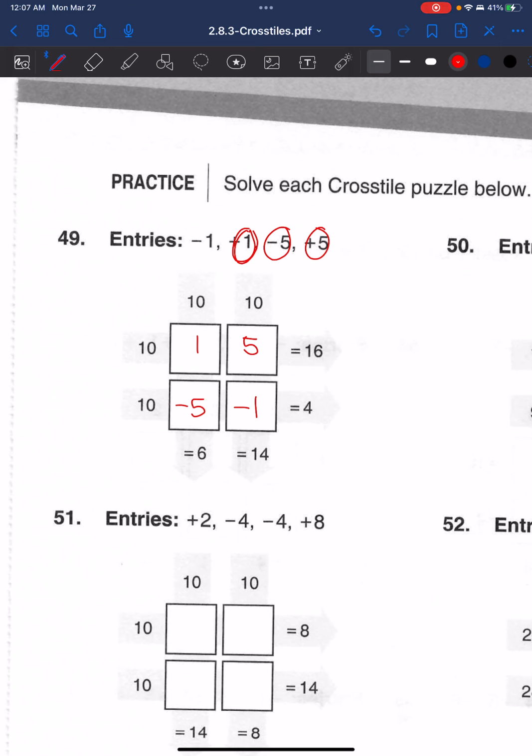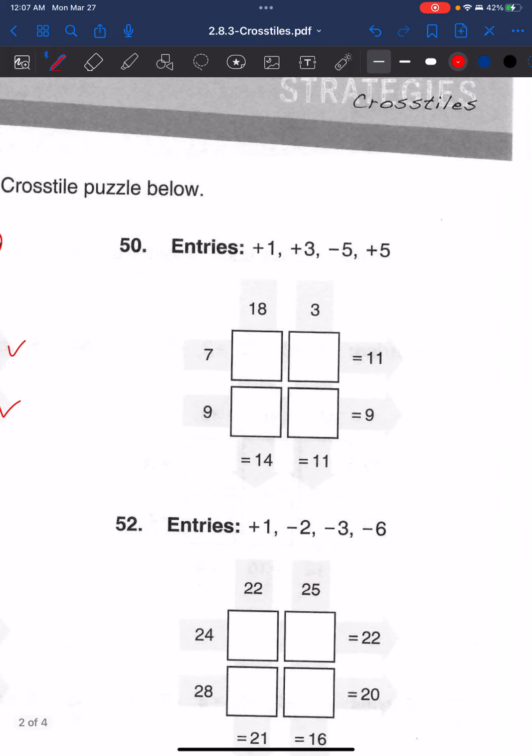So let's check here. 1 plus 5 is 6, and 10 plus 6 is 16. Negative 5 plus negative 1 is negative 6, and 10 minus 6 is 4. Let's look at the vertical columns now. 1 plus negative 5 is negative 4, and so 10 minus 4 is 6. And 5 plus negative 1 is 4, and 10 plus 4 is 14.